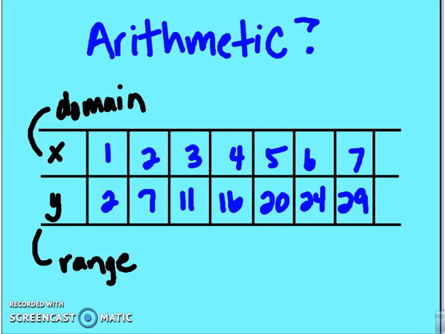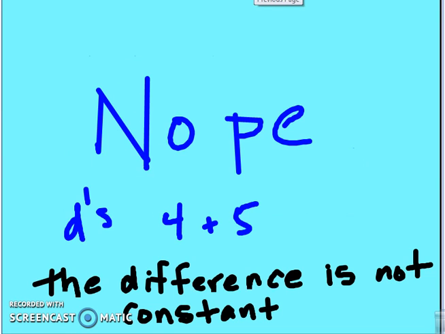Next question, does this table of values represent a function that's arithmetic? And the answer is no. Note the common differences range between 4 and 5. The difference is not constant. So this is neither geometric nor arithmetic.